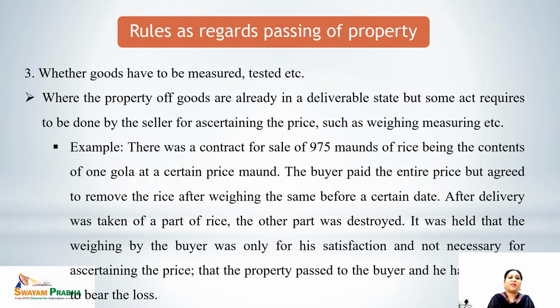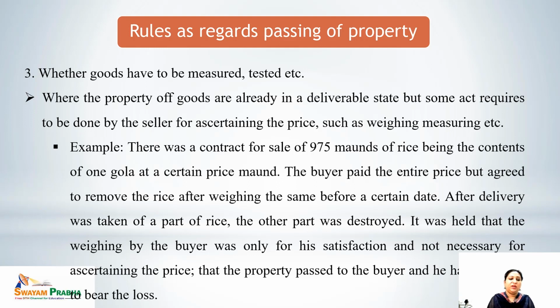Third is when goods have to be measured or tested. When the goods are in the deliverable state, goods are ready for the delivery, the property is ready to pass to the buyer, but since some act is to be done by the seller for ascertaining the price, such as weighing of the goods, such as measuring the weight, etc., till then it cannot be passed to the buyer.